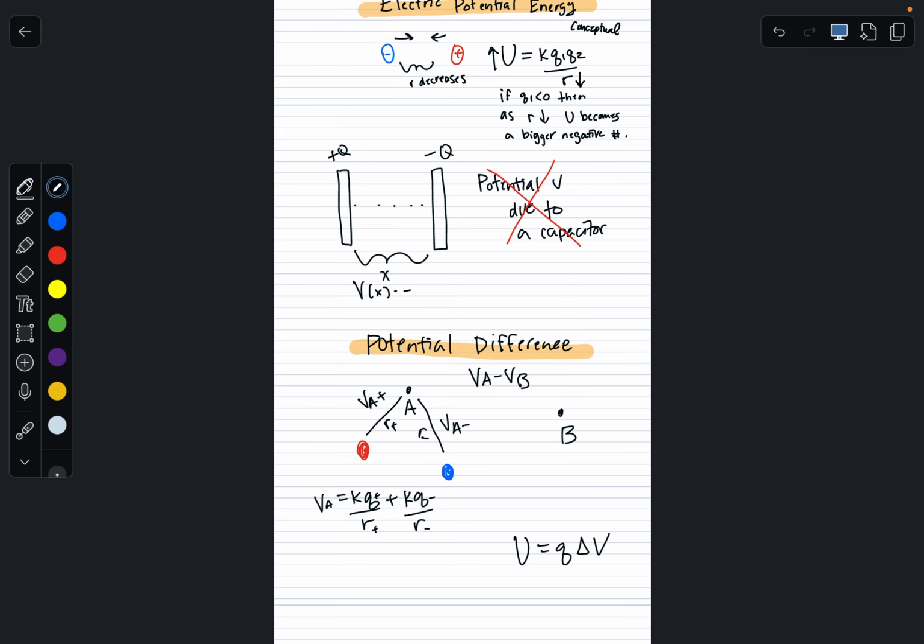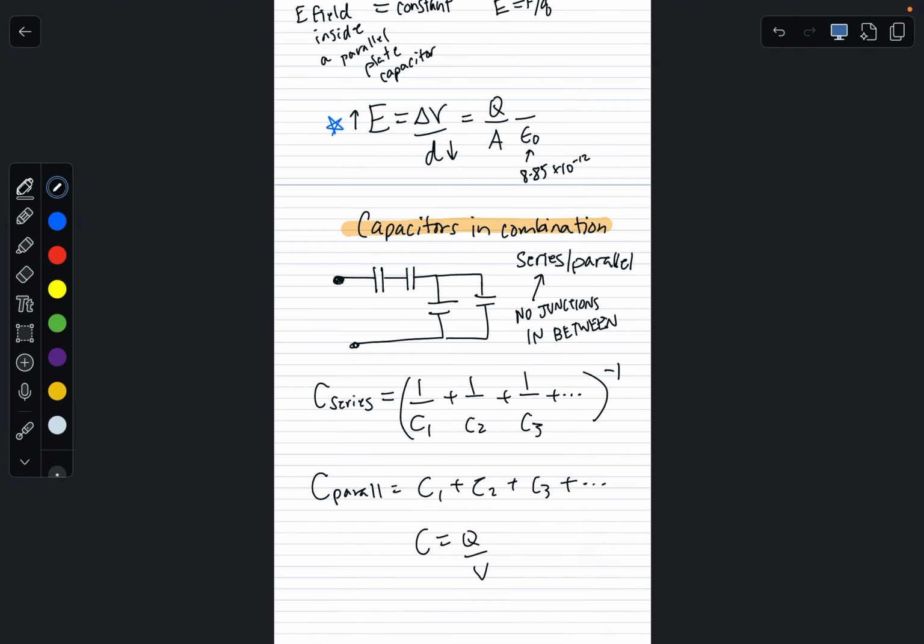Yes. When you're talking about capacitors versus resistance, is it like the inverse? Exactly. Yes, for resistance the rules are reversed. They're flipped.